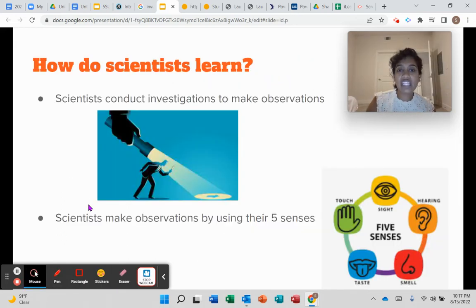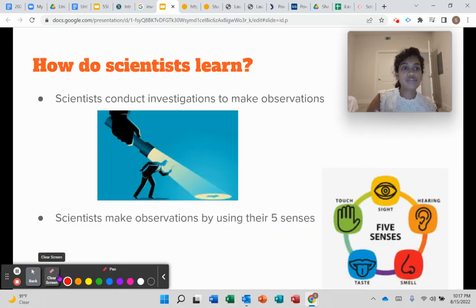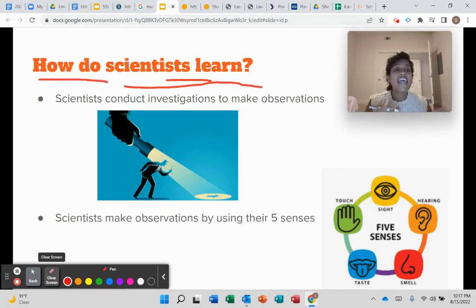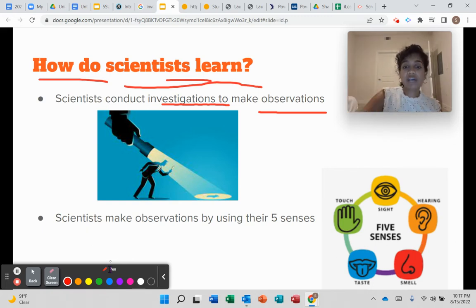All right. So, now let's go to our question for today. Our question for today is, how do scientists learn? Scientists learn or discover things about the world around them by conducting investigations. Scientists conduct investigations to make observations, right? Observations are things that we notice. Now, how do scientists make these observations? Scientists make observations by using their five senses.